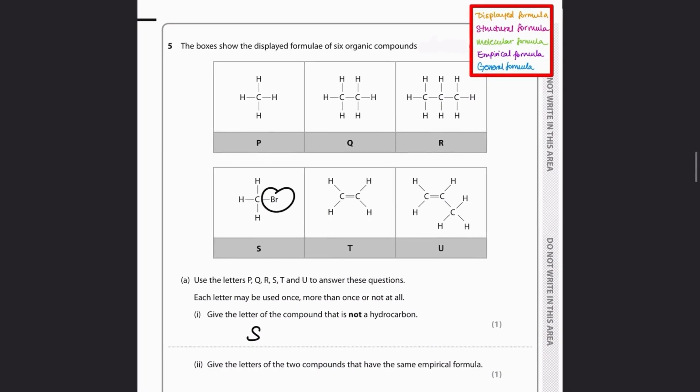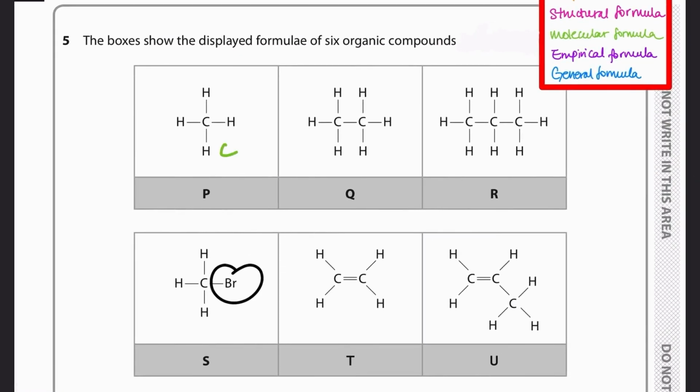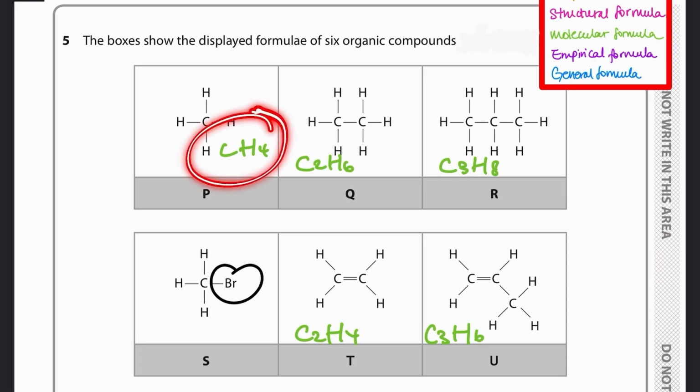Give the letters of the 2 compounds that have the same empirical formula. Ooh, empirical is the simplest ratio. How do you do that? Again, try to write out all the molecular formulas, because once you have the molecular, you can work out empirical by counting everything. So this is CH4, this is C2H6, this is C3H8, S is not even a hydrocarbon, this is C2H4, and this is C3H6. Once you have molecular, you can work out empirical by making it the simplest ratio. So this is already the simplest ratio, so therefore empirical is the same.